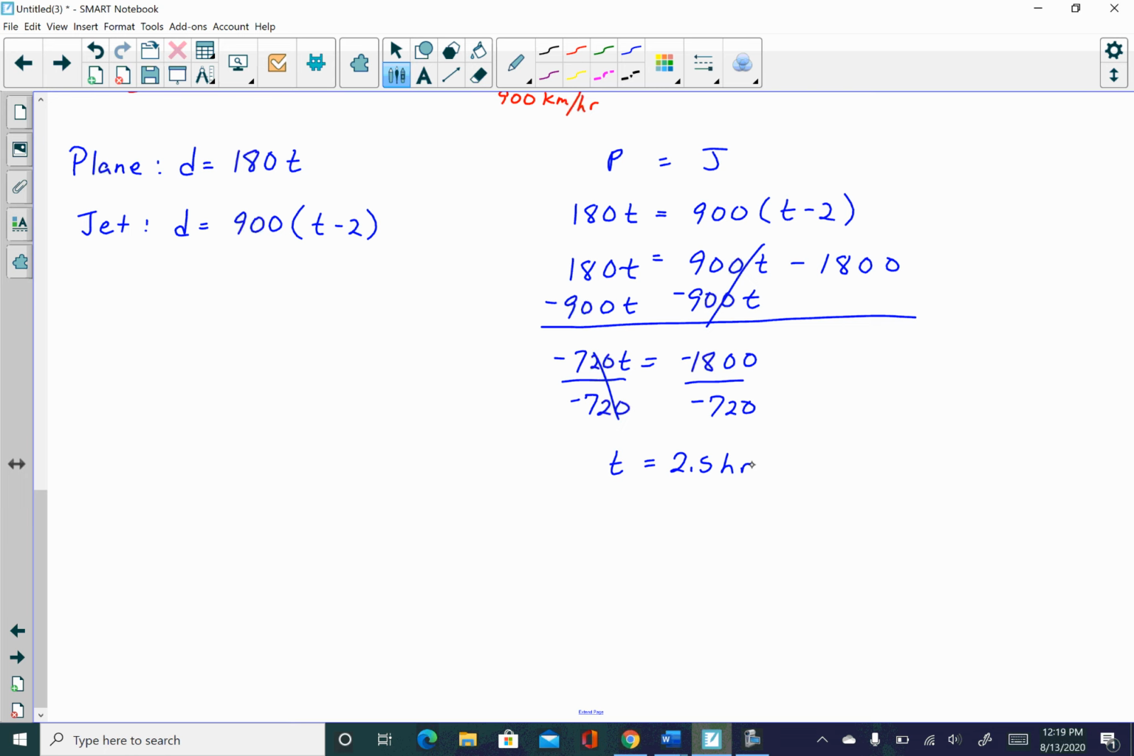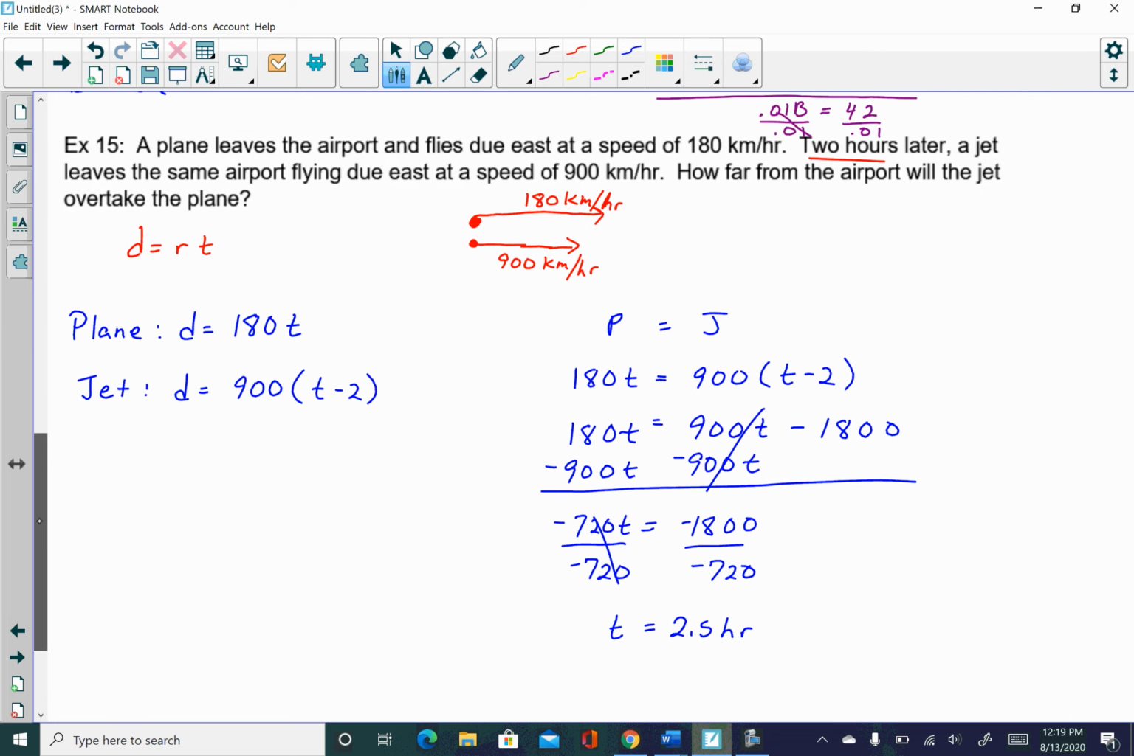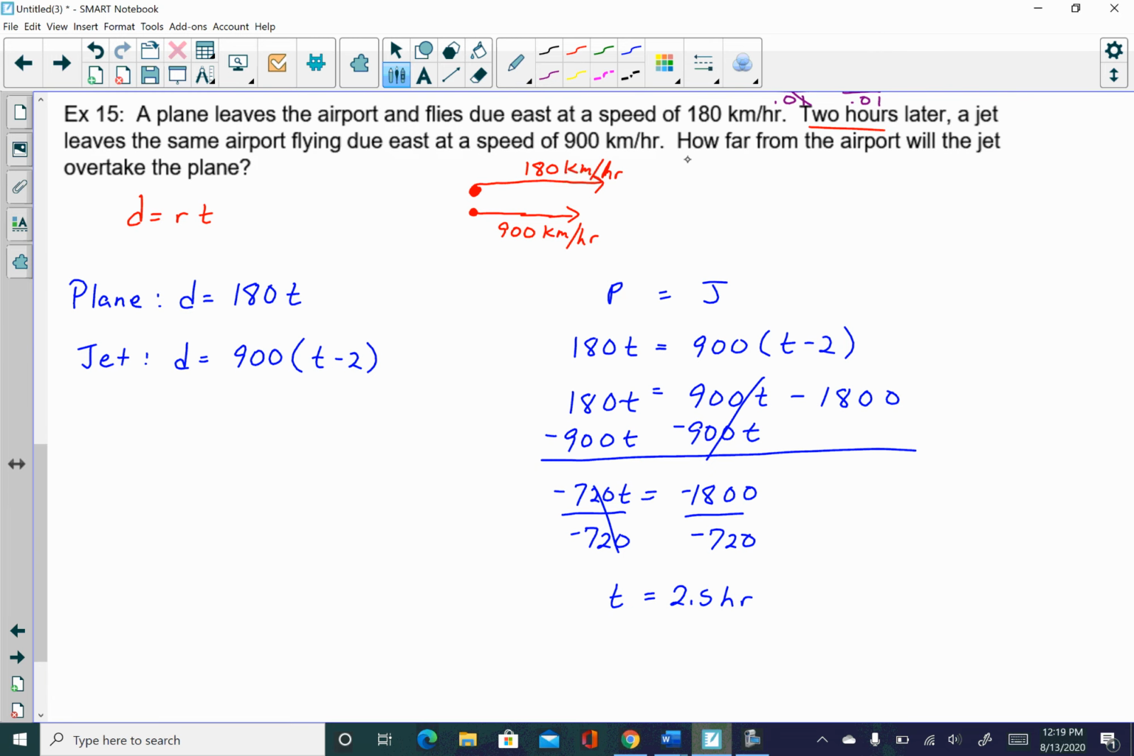So here, I think it just wanted to know the time. Oh, nope, actually it wanted to know how far from the airport is the jet. So this is giving us our time. If we want to know, okay, well, what was the distance? Then in order to figure out that distance, I'm going to have to come back up here and plug that in. 180 times 2.5. And so 180 times 2.5 will land you at 450 miles. So that plane would get to travel 450 miles before the jet was able to overtake it.